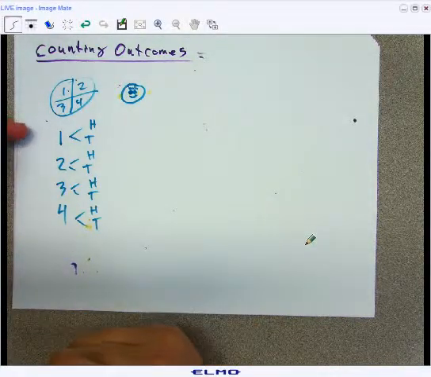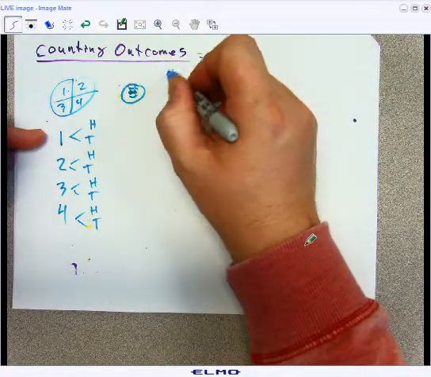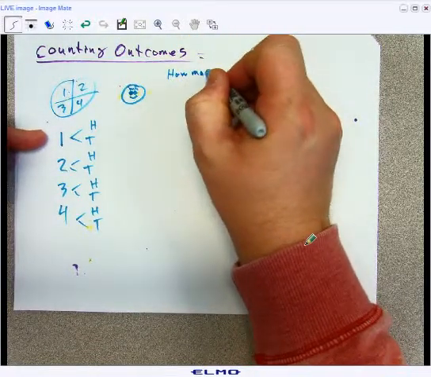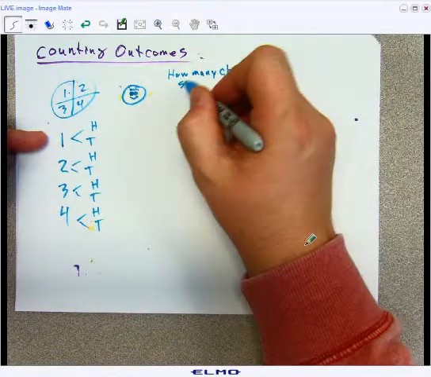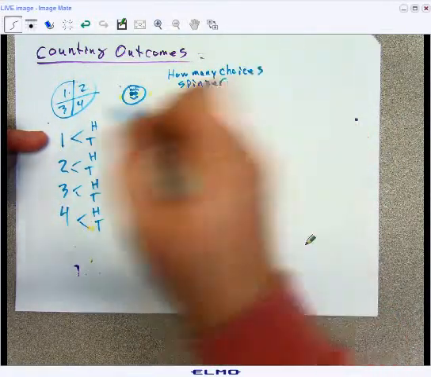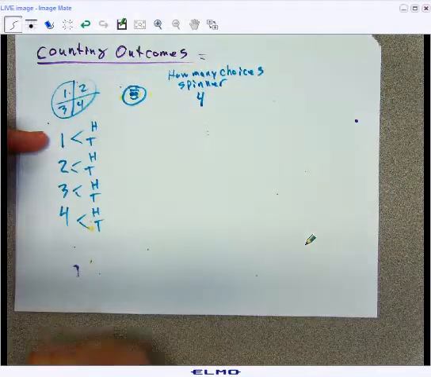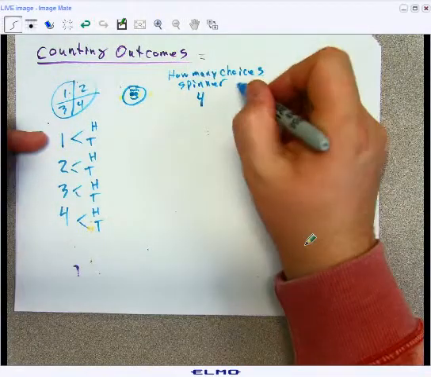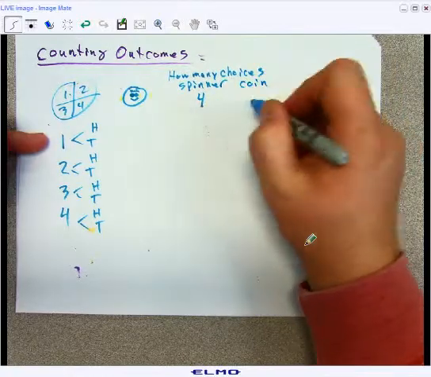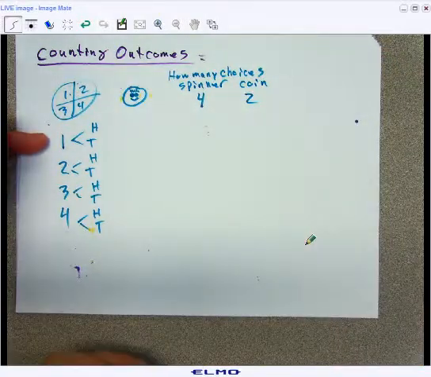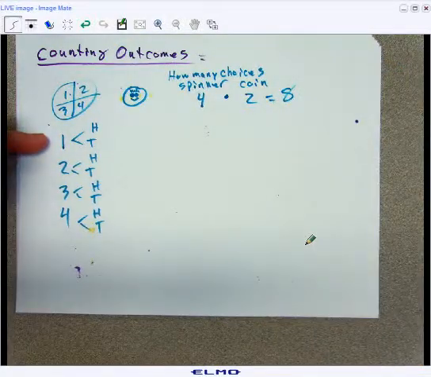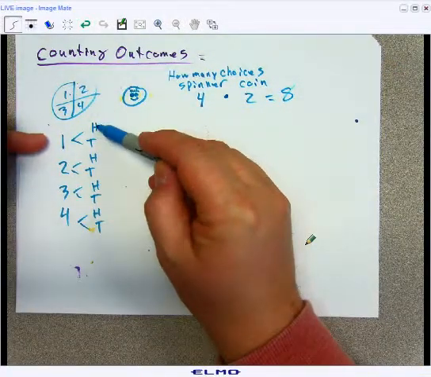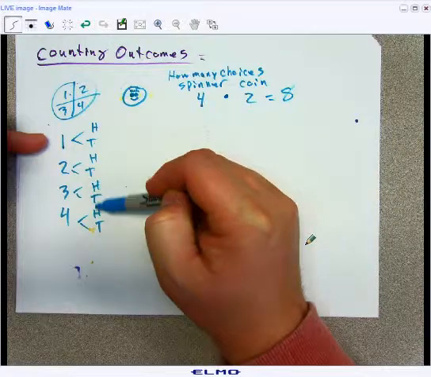What you need to ask yourself is, how many choices? Well, for the spinner, I had how many choices? There were 4 options. For the coin, I had heads or tails. That's 2 options, which means if I multiply those options together, I come up with 8. Well, that's what I get here. 1, 2, 3, 4, 5, 6, 7, 8.